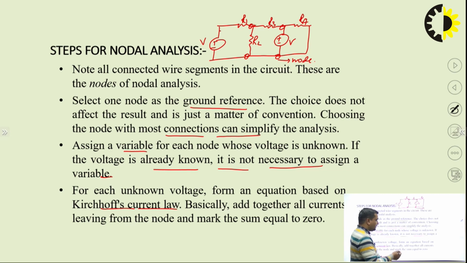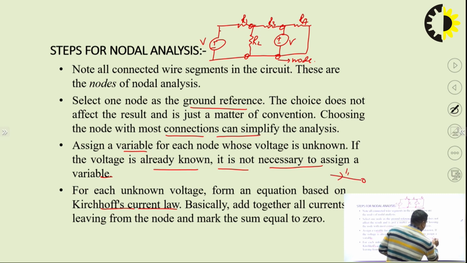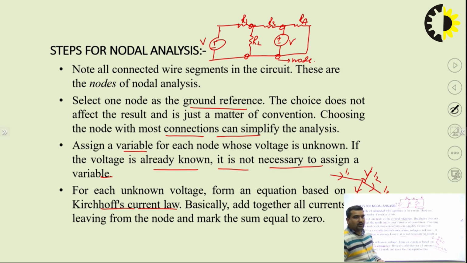Basically, what is KCL? At any junction or node, the incoming current is equal to the outgoing current. Take a node, with currents I1 and I2 incoming, and I3 and I4 outgoing. So I1 plus I2 is equal to I3 plus I4. We can say the incoming current equals the outgoing current, or that the algebraic sum of all the currents meeting at a node is equal to 0. That is KCL. So we use KCL to form the equations to get the unknown voltages.